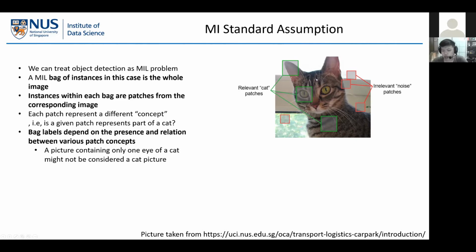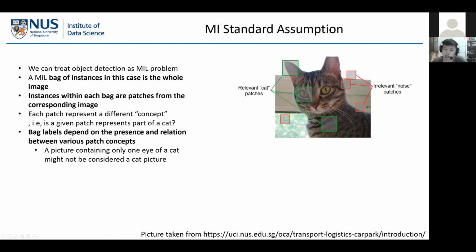So if we want to detect whether an image contains a cat or not, for example, you'd want to see all the available patches, and one way to do it is to predict whether a patch is relevant to predicting a cat or not a cat. Of course, under this problem, we cannot use the standard multiple instance learning assumption, because under that assumption, we think that this is a picture of a cat if we observe at least one patch that contains a body part of the cat, for example.